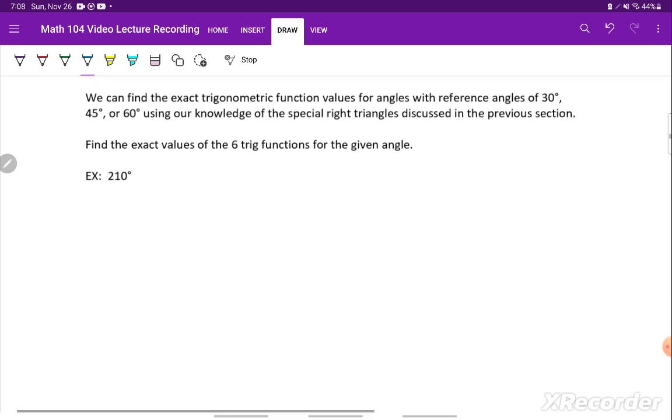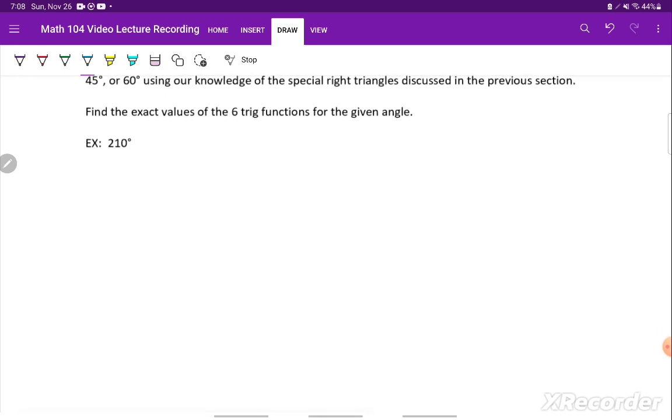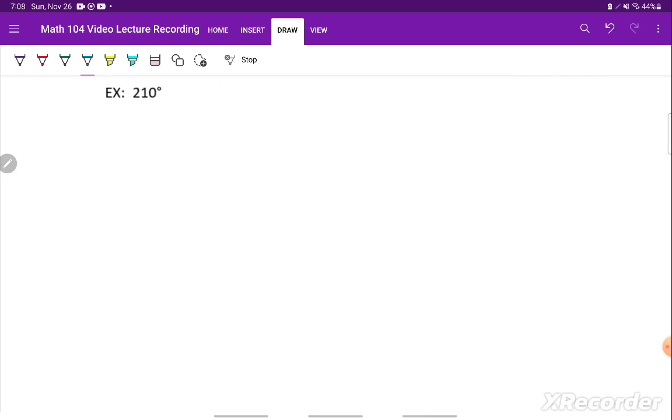So let's find the exact value of the 6 trig functions for each given angle, and we're going to start with 270 degrees. We're going to start by creating a diagram, determining the reference angle, using the appropriate special right triangle based on the reference angle, and then apply our trig definitions to get our exact values.